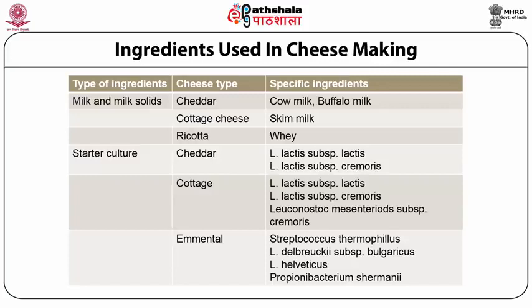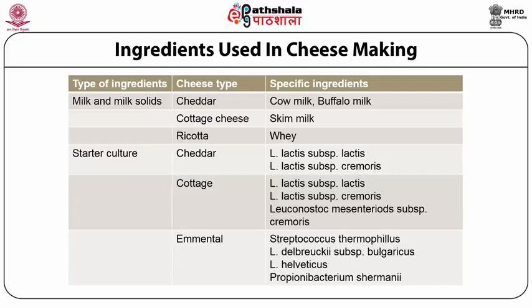The second ingredient is the use of starter culture. It's very important because based on the type of culture which you use, the ripening procedure and the physiological and chemical changes are going to change, and the final characteristics of the cheese upon ripening will be based on the type of starter culture used. For cheddar cheese, the starter culture used is Lactococcus lactis subspecies lactis along with Lactococcus lactis subspecies cremoris. Both of these are mesophilic starter cultures.